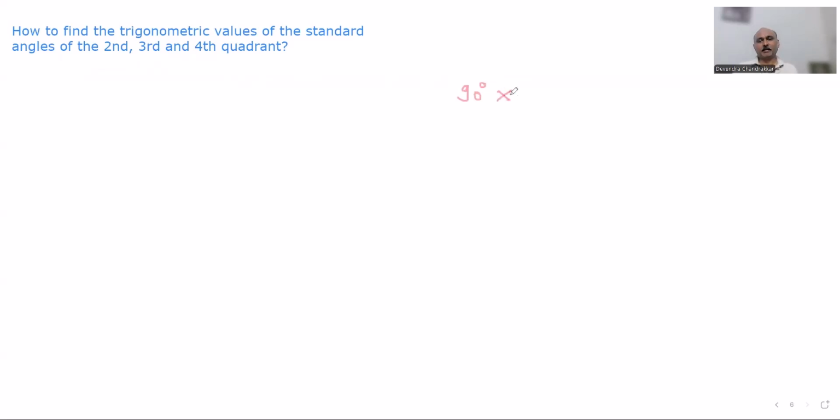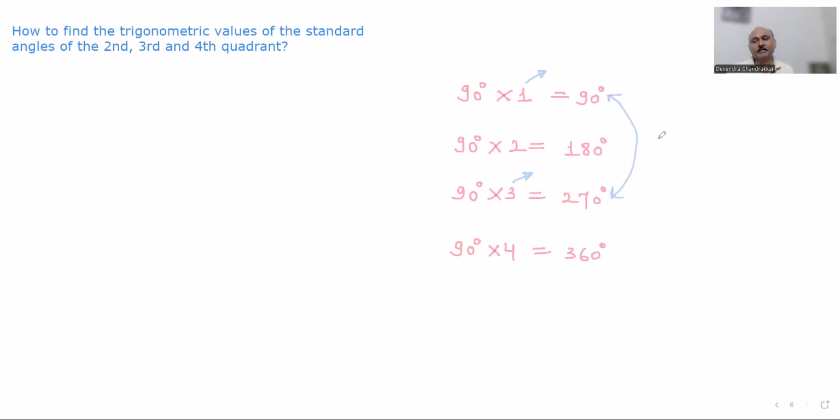90 degrees multiplied by 1 is 90 degrees. 90 degrees multiplied by 2 is 180 degrees. 90 degrees multiplied by 3 is 270 degrees. And 90 degrees multiplied by 4 is 360 degrees. All of you agree with this or not? Say yes or no, quickly. Yes, sir. Of course, right? This is an odd number. This is an odd number. 1 and 3 are odd numbers. So 90 and 270 are odd multiples of 90 degrees.